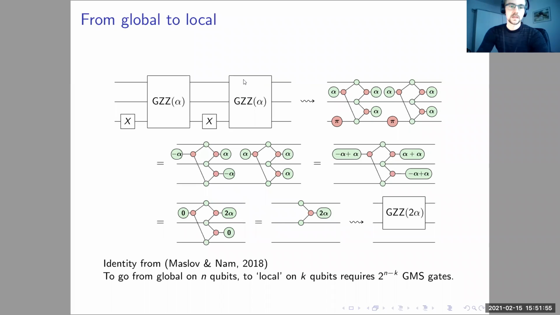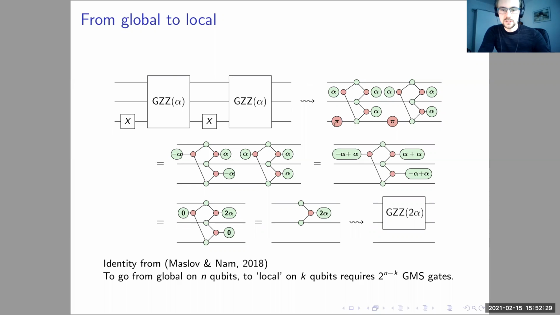So what we do then, this is from the paper by Maslov and Nam. If we have 2 untargeted GMS gates, here I'm assuming the qubit array is 3 qubits, but this would work for any number of qubits. So we just take a pair of these and we put NOT gates on one of the qubits here. And then if we expand what's happening, remember this GZZ gate is just applying a 2 qubit phase gadget on each of the qubit pairs.